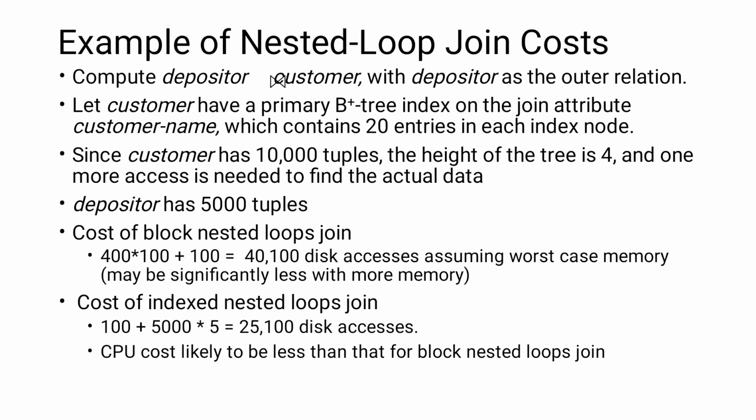The depositor, since the depositor is 5,000, the total cost is 100 plus 5,000 into 5, so 25,100 disk accesses are needed. This cost is lower than the 40,100 accesses needed for block nested loop join. So the CPU cost is likely to be less than the block nested loop join.